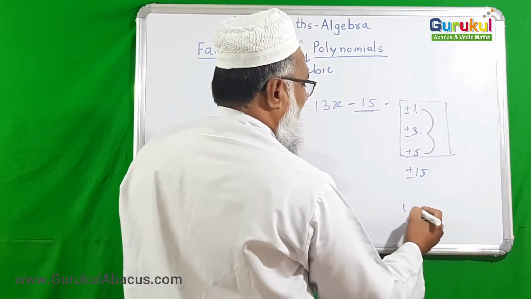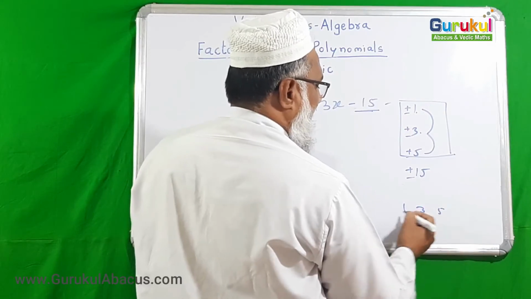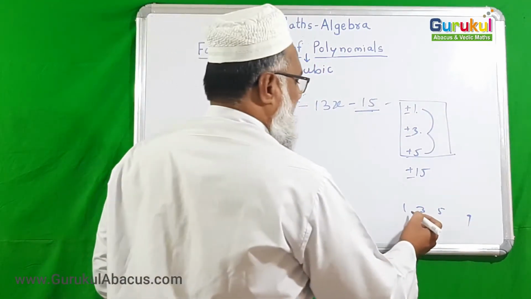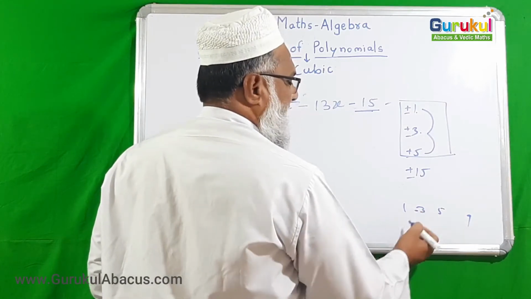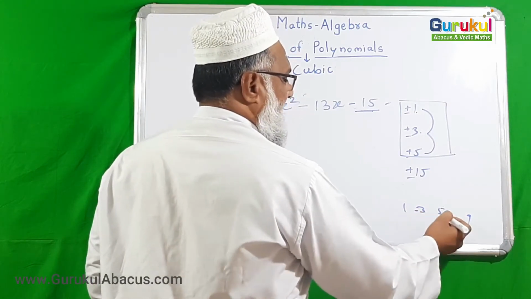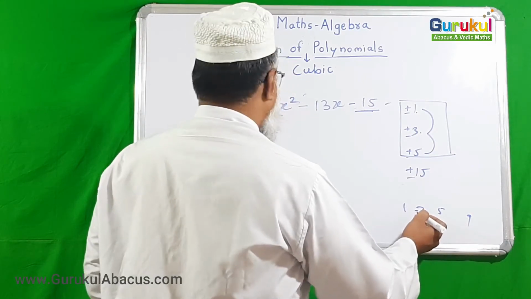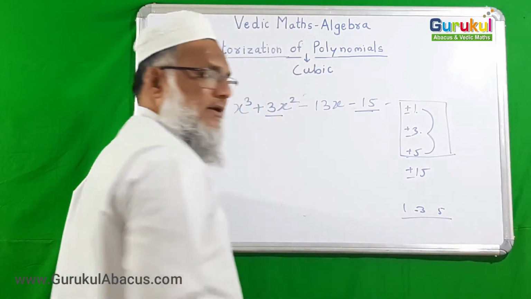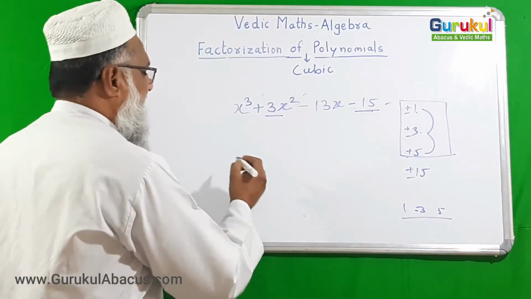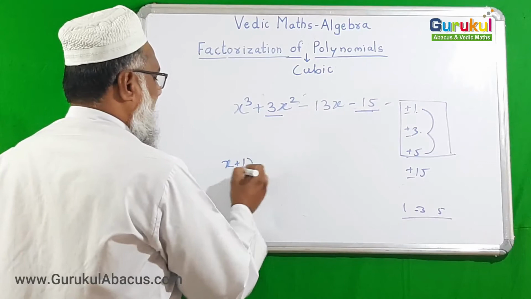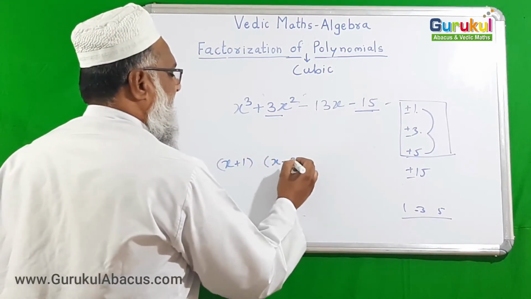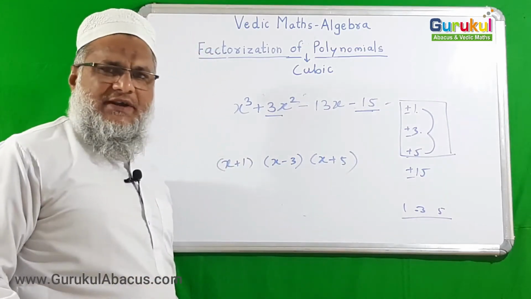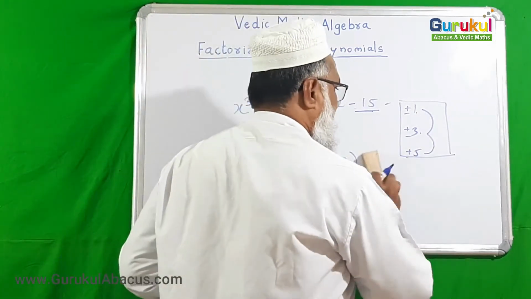If we take 1 plus 3 plus 5, then the addition is 9. So now try one more thing: let the 3 be minus. Then 1 plus 5 is 6, minus 3 gives plus 3. So definitely those three are the factors. Write in this form: x plus 1, x minus 3 and x plus 5. That's it, nothing more than that. Okay, here is one more example.